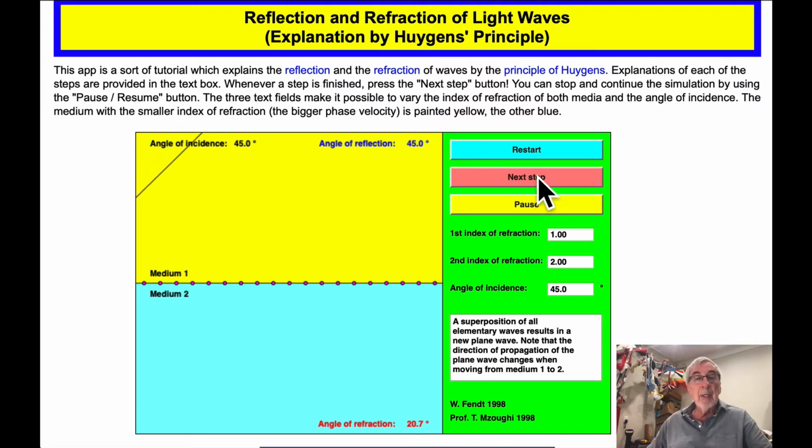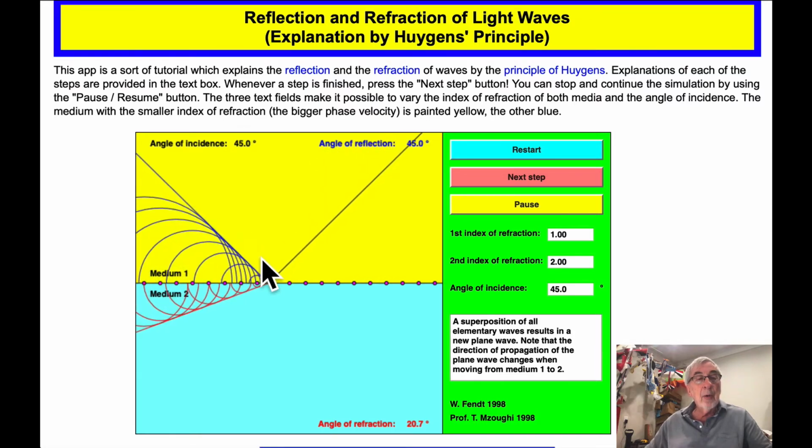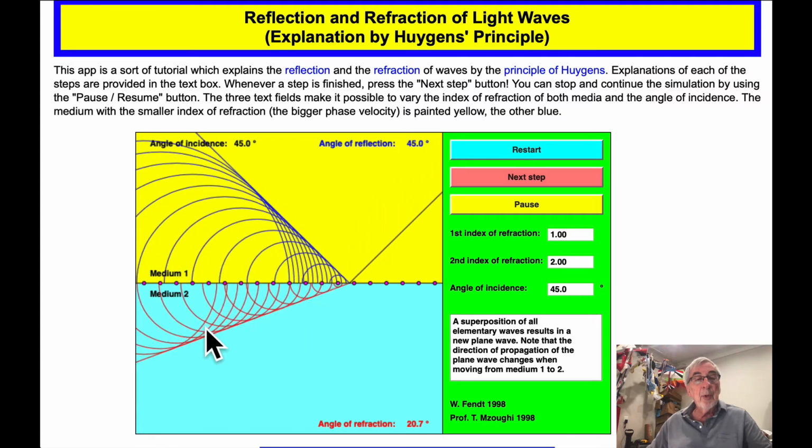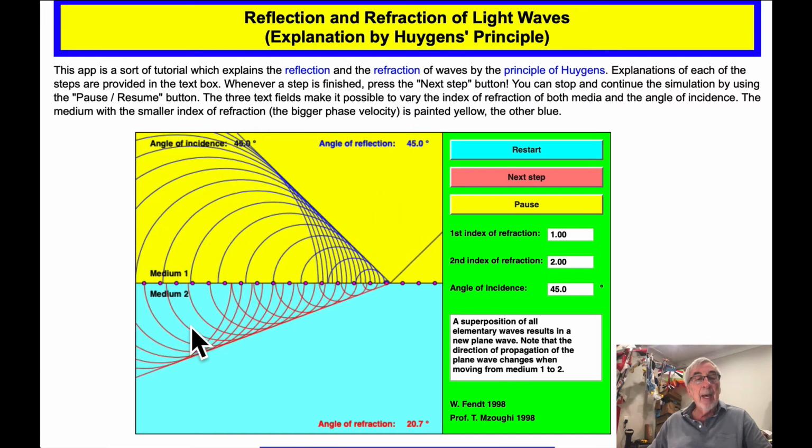What happens in the next step, let me pause it here, is that a superposition of all elementary waves results in a new plane wave. Note the direction of propagation change. So let's let that resume playing here. Now we put in just what we had before, but in addition to that, the applet draws in the wavefront, draws a line across here and a line across there. This is just a pedagogical tool to show you where those wavefronts add up together.